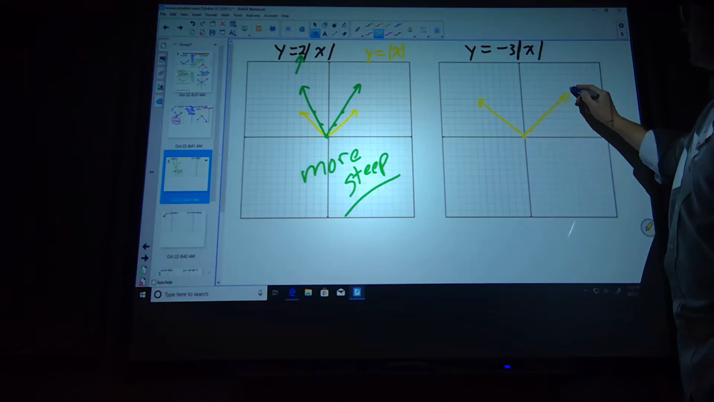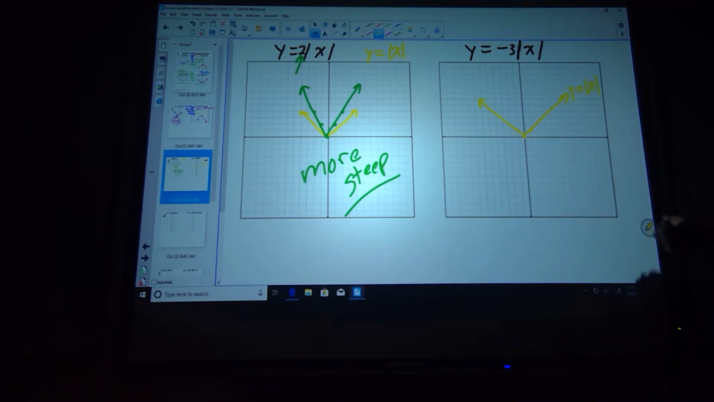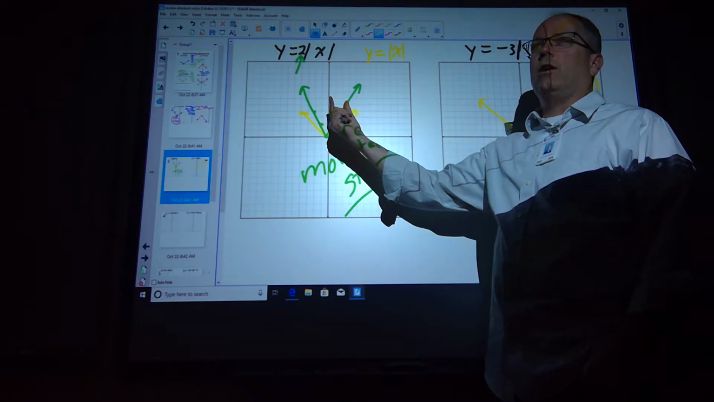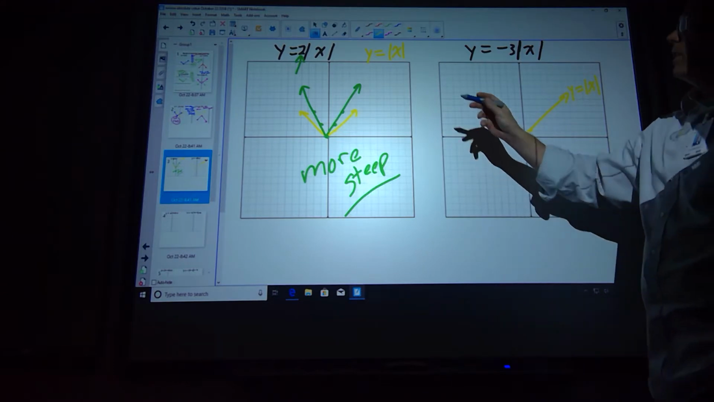All right, so this is my parent function, the most basic. What do you think is going to happen when I have a -3 out front? It's going to go down. And it's going to flip. And is it going to be skinny or fat? Skinny. So can you say that on this one, from the yellow to the green, the green was skinnier? Is that okay to say that? So I think this one, the green's going to be skinnier as well.